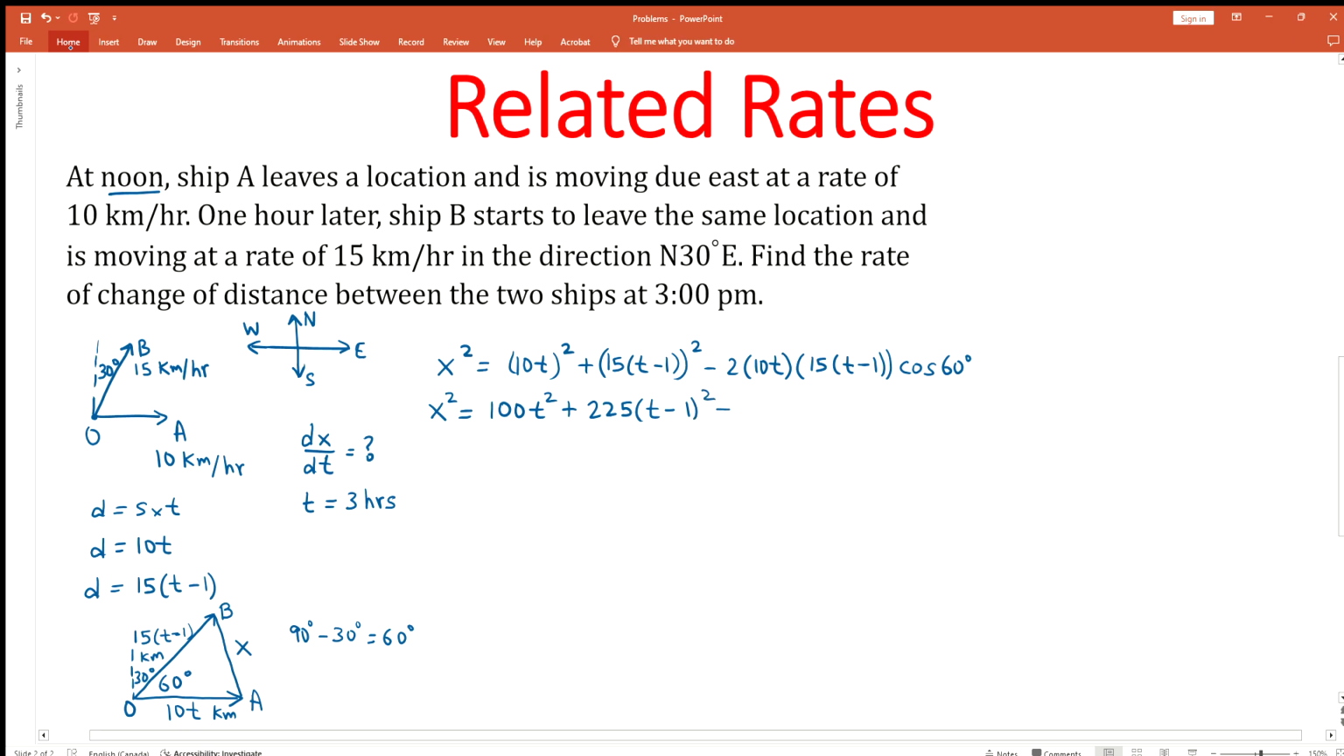2 times 10 times 15 is equal to 300. Cos of 60 degrees is equal to 1 over 2. Next, we can expand the square on t minus 1. We should multiply t minus 1 by itself. In the next term, we can multiply 300 and half. I get 150.